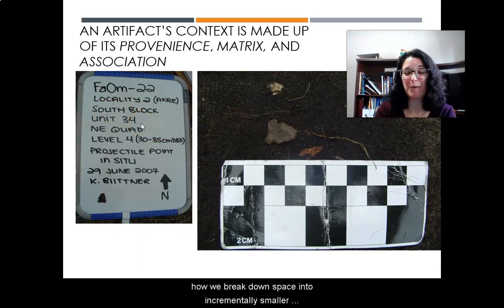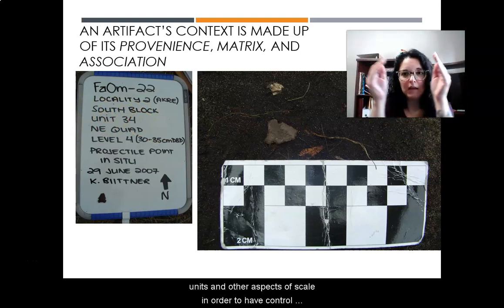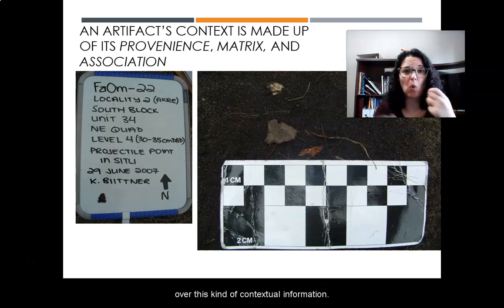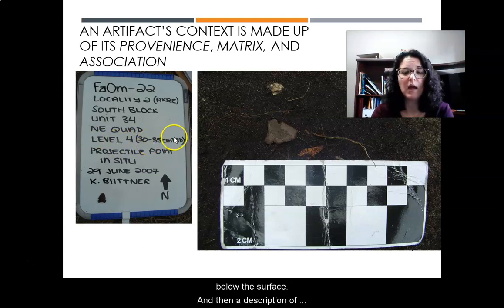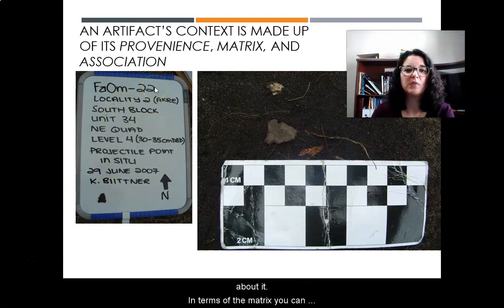And we'll talk about this when we talk about mapping, about how we break down space into incrementally smaller units, another aspect of scale, right? In order to have control over this kind of contextual information. I know exactly how far below the surface this point was found. It was found at excavation level 4, which is between 30 and 35 centimeters depth below datum. So that's below the surface. And then a description of what it was, what date it was found, and who recovered it. All of this information becomes part of the context of the find and allows us to make much greater, more nuanced interpretations about it.